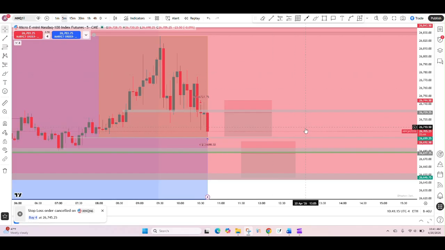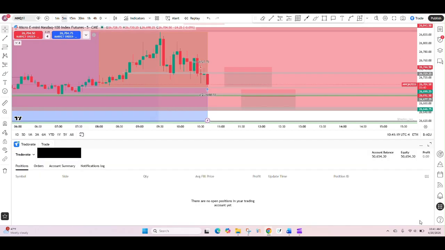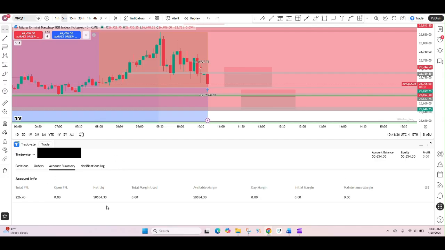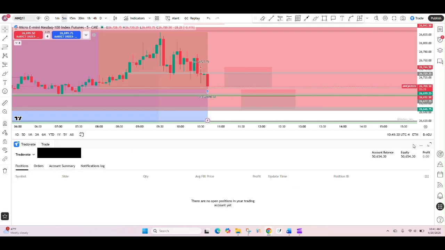Okay, so it looks like we won that trade. Yay! So our new account balance is at $50,654.30. So on that trade, we made $226.40. Looking good.